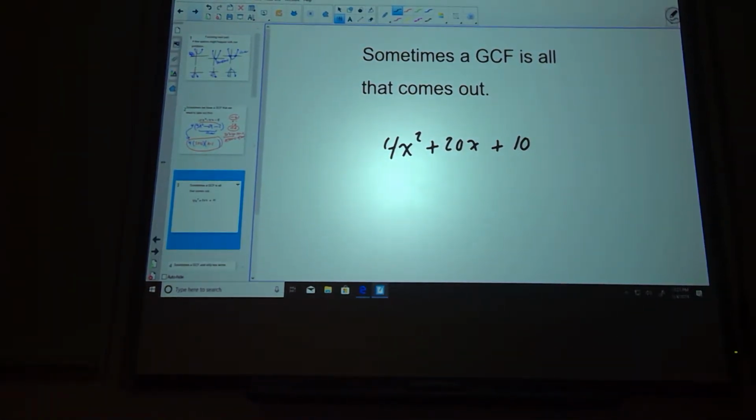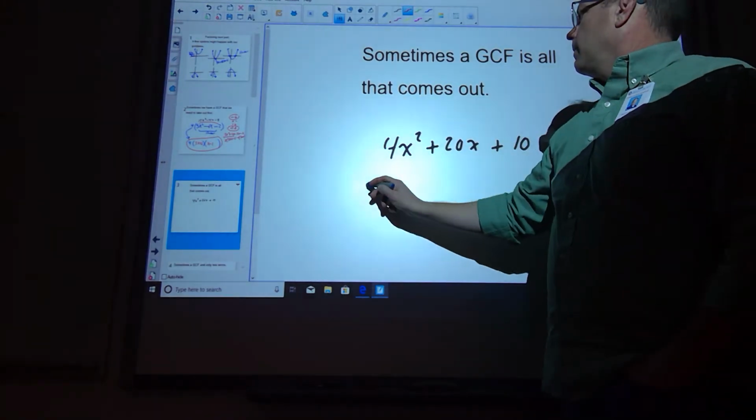What did you decide? What's the biggest number that I can take out of 4x squared, 20x, and 10? 20? Can I take a 20 out of 4? No, you can only take 2. 4 won't work? 4 works on the 4 and the 20, but it doesn't work on the 10. So the 2 is the largest number I can take out of all those.